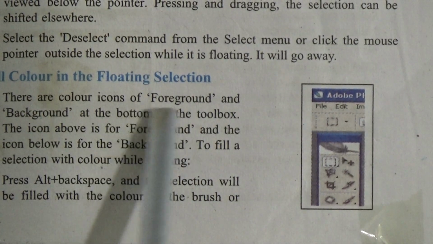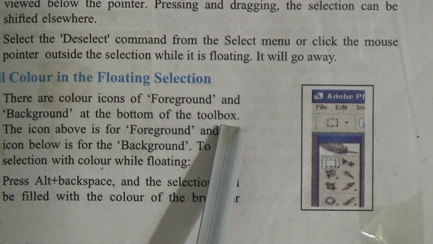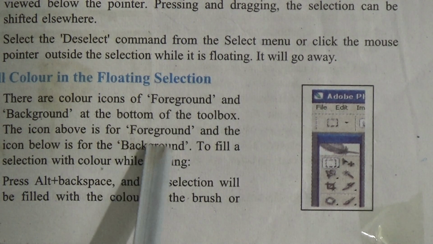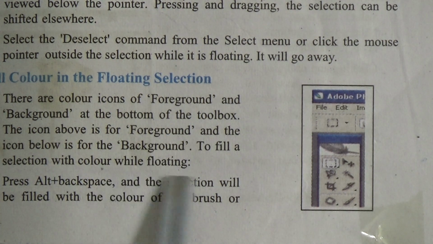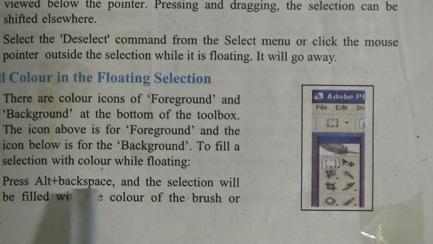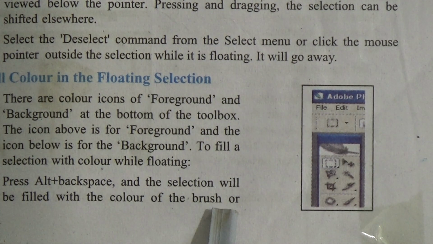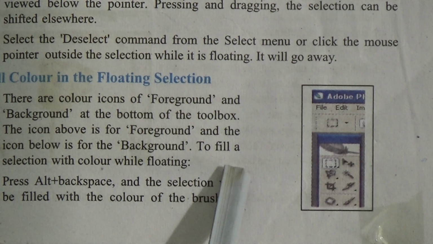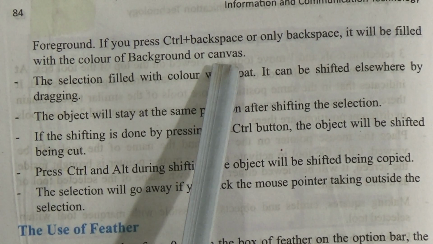There are color icons of foreground and background at the bottom of the toolbox. The icon above is for foreground and the icon below is for the background. To fill a selection with color while floating, press Alt plus Backspace and the selection will be filled with the color of the brush or foreground. If you press Ctrl plus Backspace or only Backspace, it will be filled with the color of background or canvas.